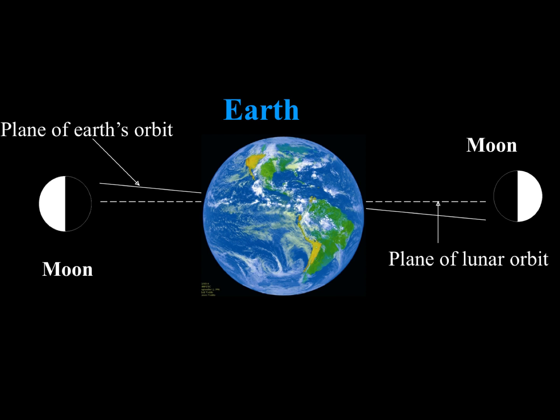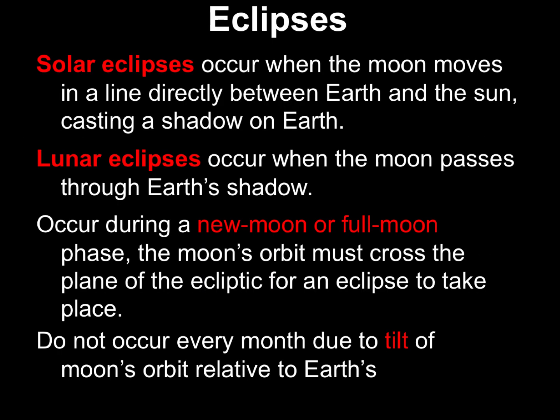But when they happen, they can be very impressive. Notice again how similar those two words are. And that's because they're related. Eclipses happen when the moon's orbit happens to line up with the plane of the ecliptic. Solar eclipses occur when the moon moves between the Earth and the sun, blocking the sun's light from Earth's view.